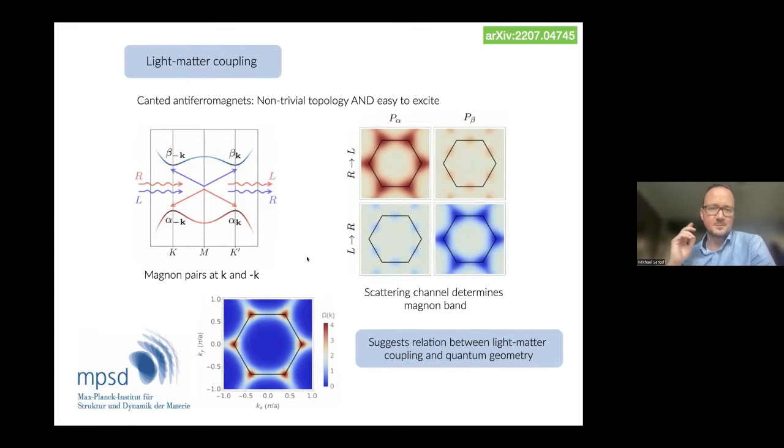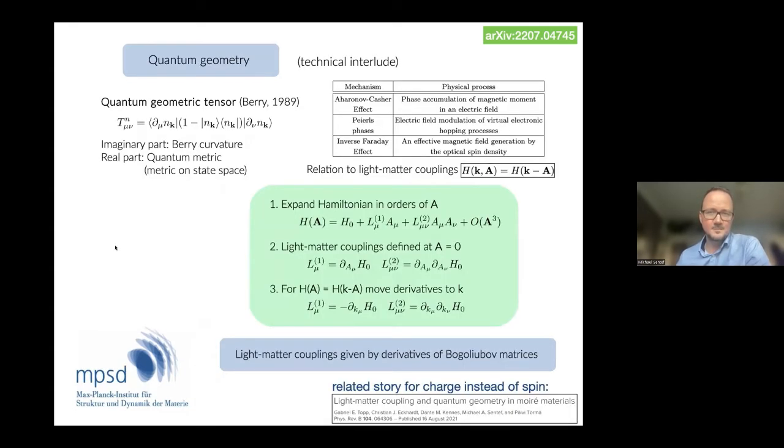So if you come in with a right-handed photon and create a pair of magnons, the photon polarization mainly switches from right to left, and this process is performed, so to speak, by the Berry curvature and the quantum geometry of the magnons. So this suggests a relation between light-matter coupling and quantum geometry. And we worked this out in a bit more detail.